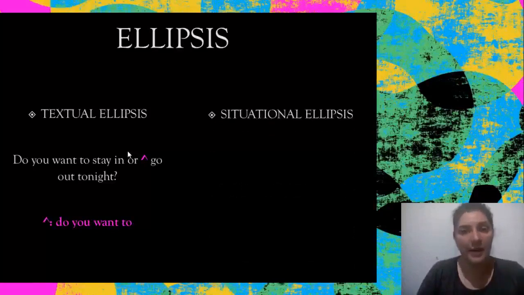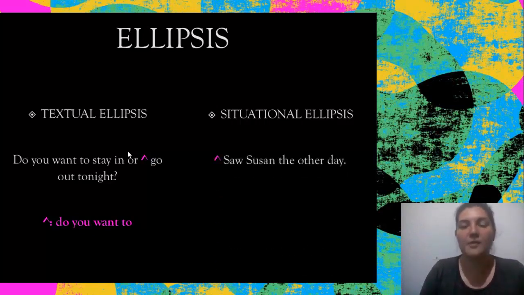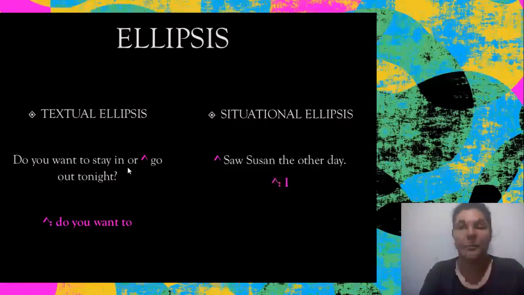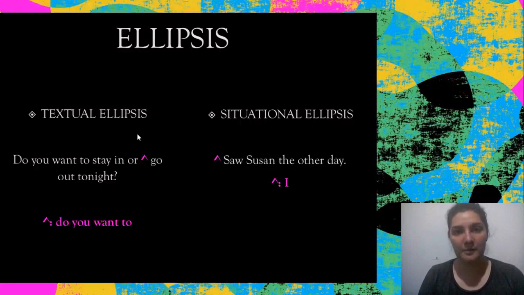Situational ellipsis, on the other hand, refers to elements or constructions that cannot be found in a nearby text or in a nearby speech act. In order to know what has been eliminated from the clause, we need to recreate a situation or a linguistic context. For example, saw Susan the other day. The element omitted in this clause is the subject pronoun I. In this case, we assume that both speakers know each other and both speakers know Susan.